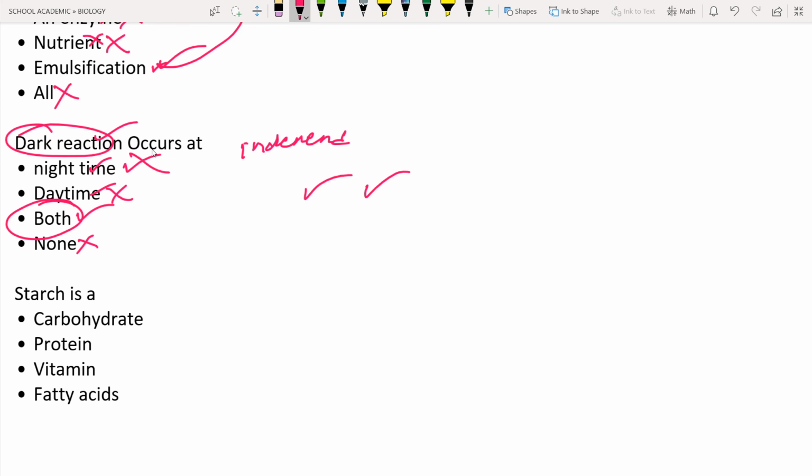Okay, next is: starch is a carbohydrate, protein, vitamin, or fatty acids. What is starch? We have discussed that it is a complex carbohydrate. Glucose molecules are joined together to form a chain. This is known as starch. It is made up of sugars, or you can call it glucose. These are all glucose molecules. The glucose molecule is a carbohydrate and an energy source. Yes, it is a carbohydrate.